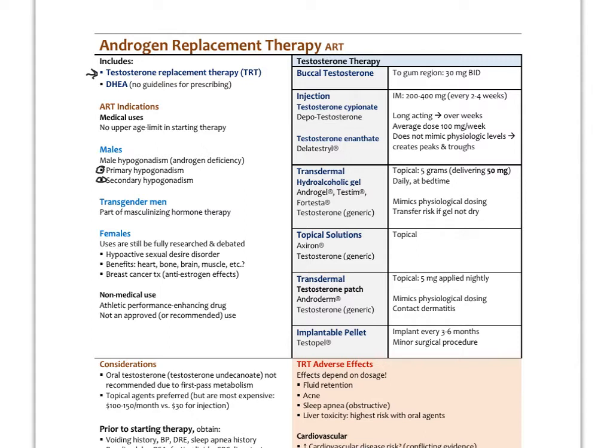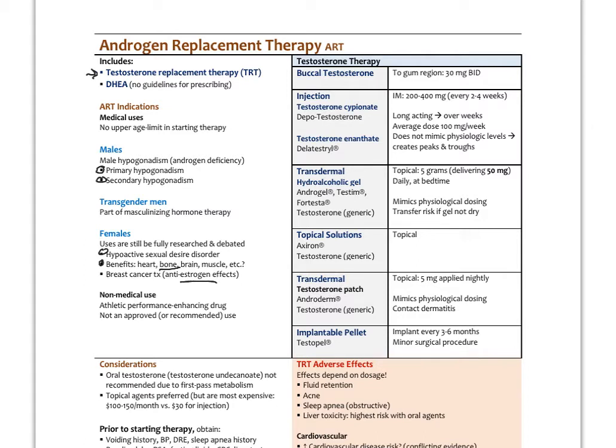Transgender men would be another indication, and that's part of the masculinizing hormone therapy. In females, again, the role of androgens is still being researched, as I discussed in the anatomy and physiology videos. But one indication would be hypoactive sexual desire disorder. And there could be, and this is again being explored, benefits for the cardiovascular system, for bone, for brain health and muscle mass, etc. And then potentially in breast cancer treatment, because giving the androgens have anti-estrogen effects. Again, we have to probably give that alongside an aromatase inhibitor to prevent aromatization of those androgens to estrogens.